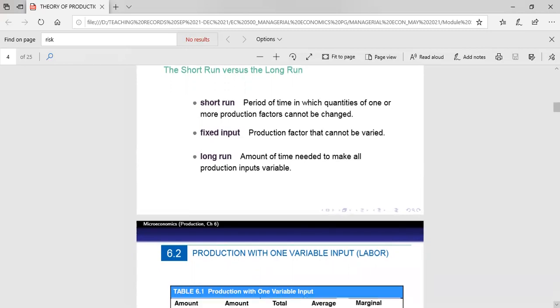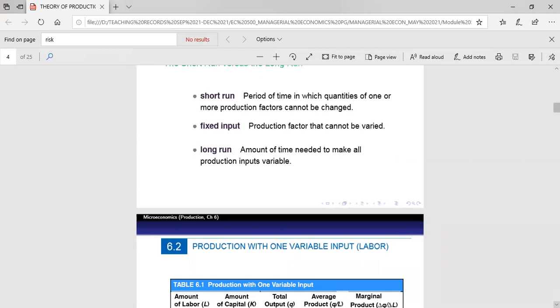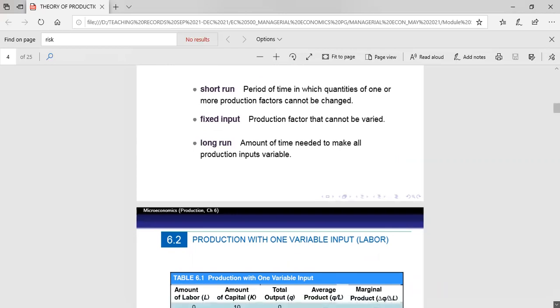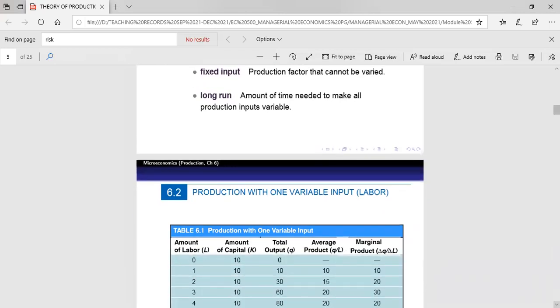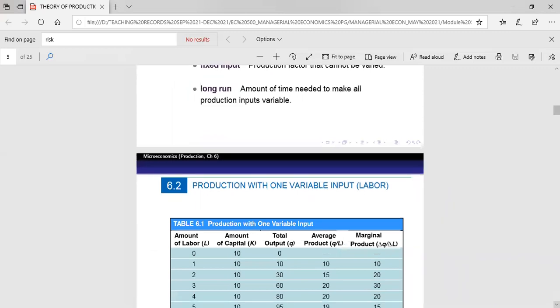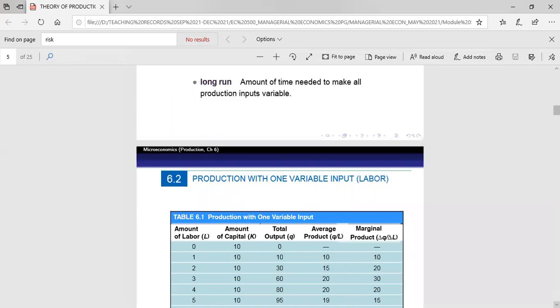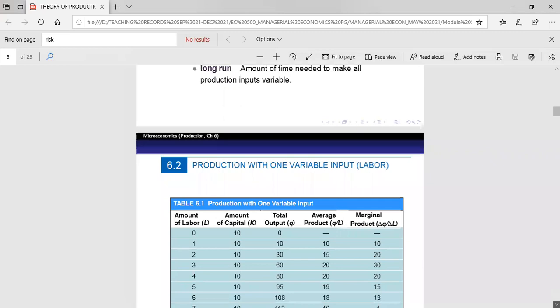Then we saw that in the long run, since we are looking at production, all production inputs will be variable. For example, if we have capital and labor in the long run, capital and labor will be variable, they will be changing.